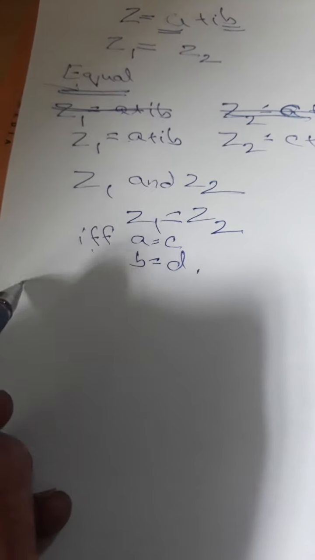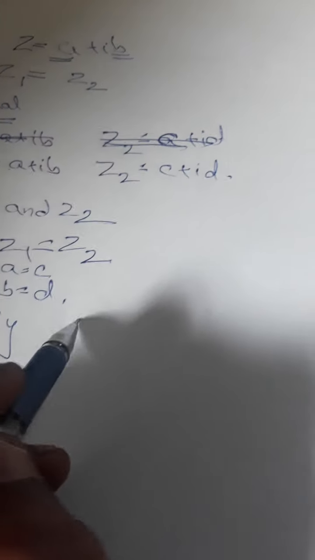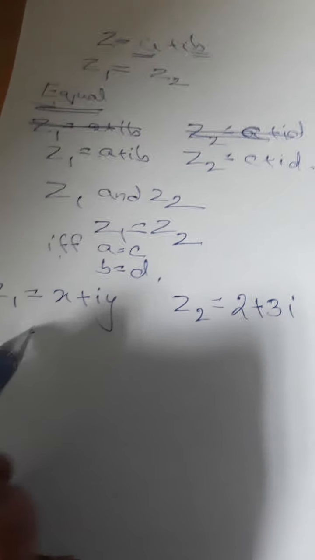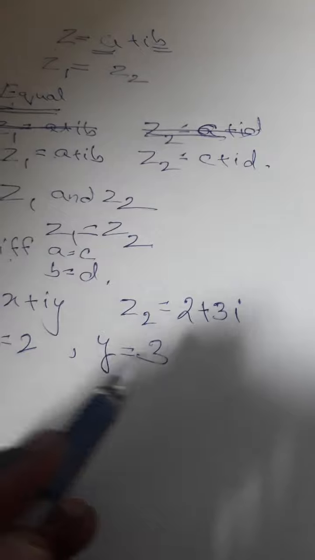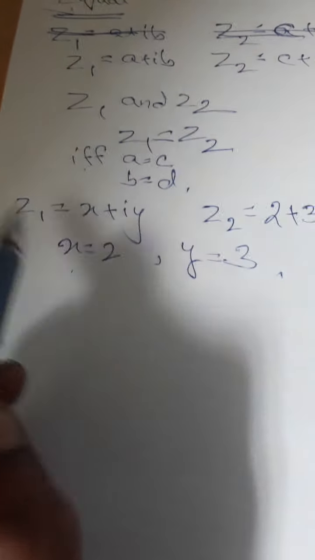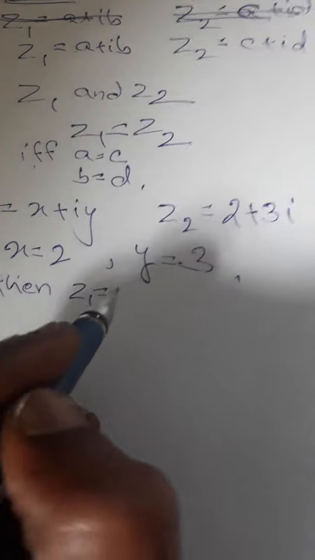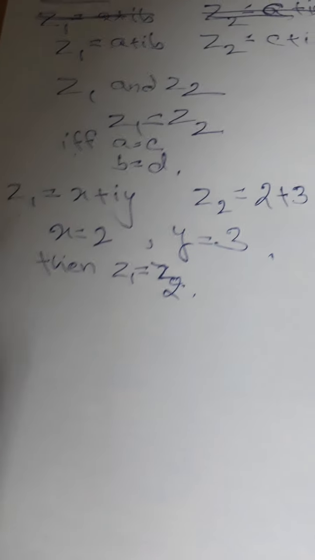Now for example, if z1 is equal to x plus iy and z2 is equal to 2 plus 3i, then the value of x should be 2 and the value of y should be 3. Then only you can say that these two complex numbers are equal. Then I can write z1 is equal to z2.